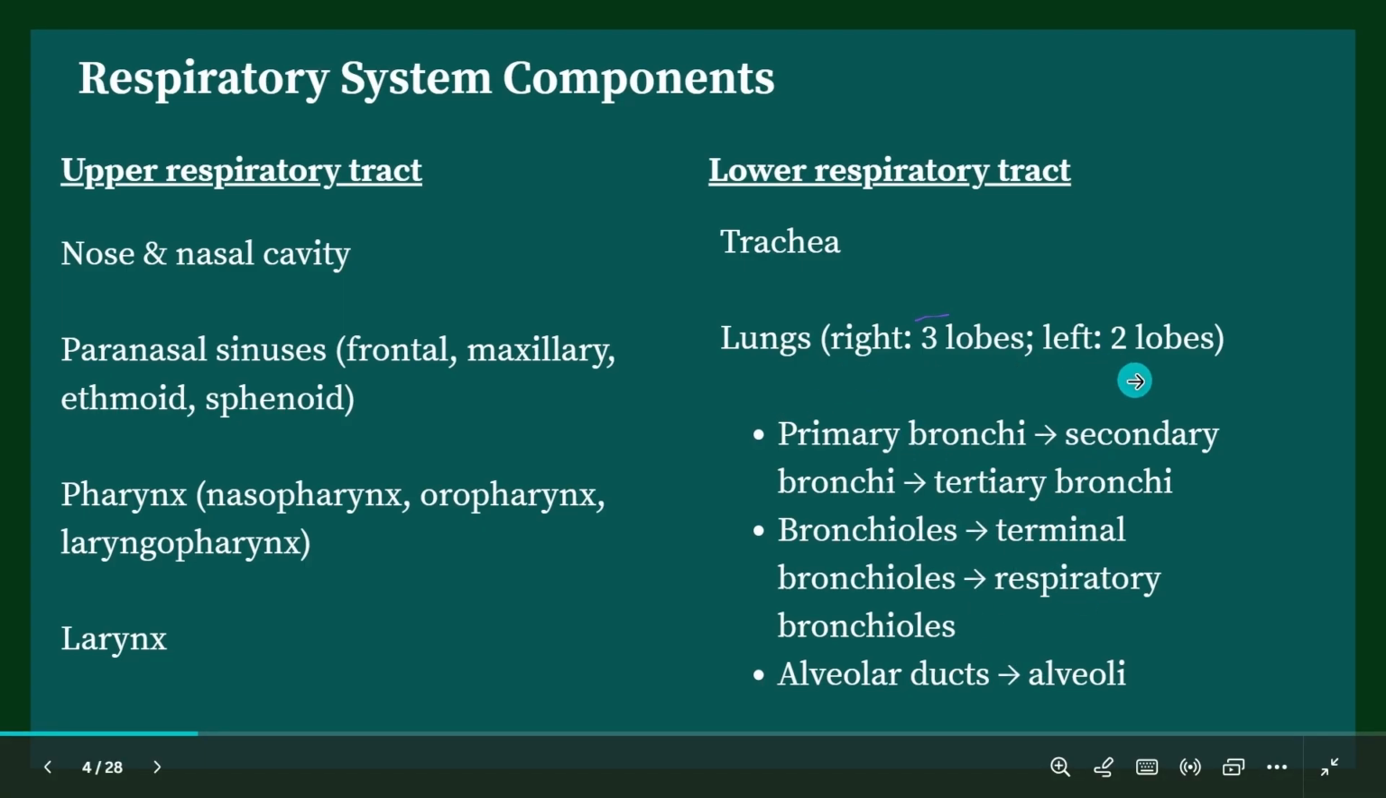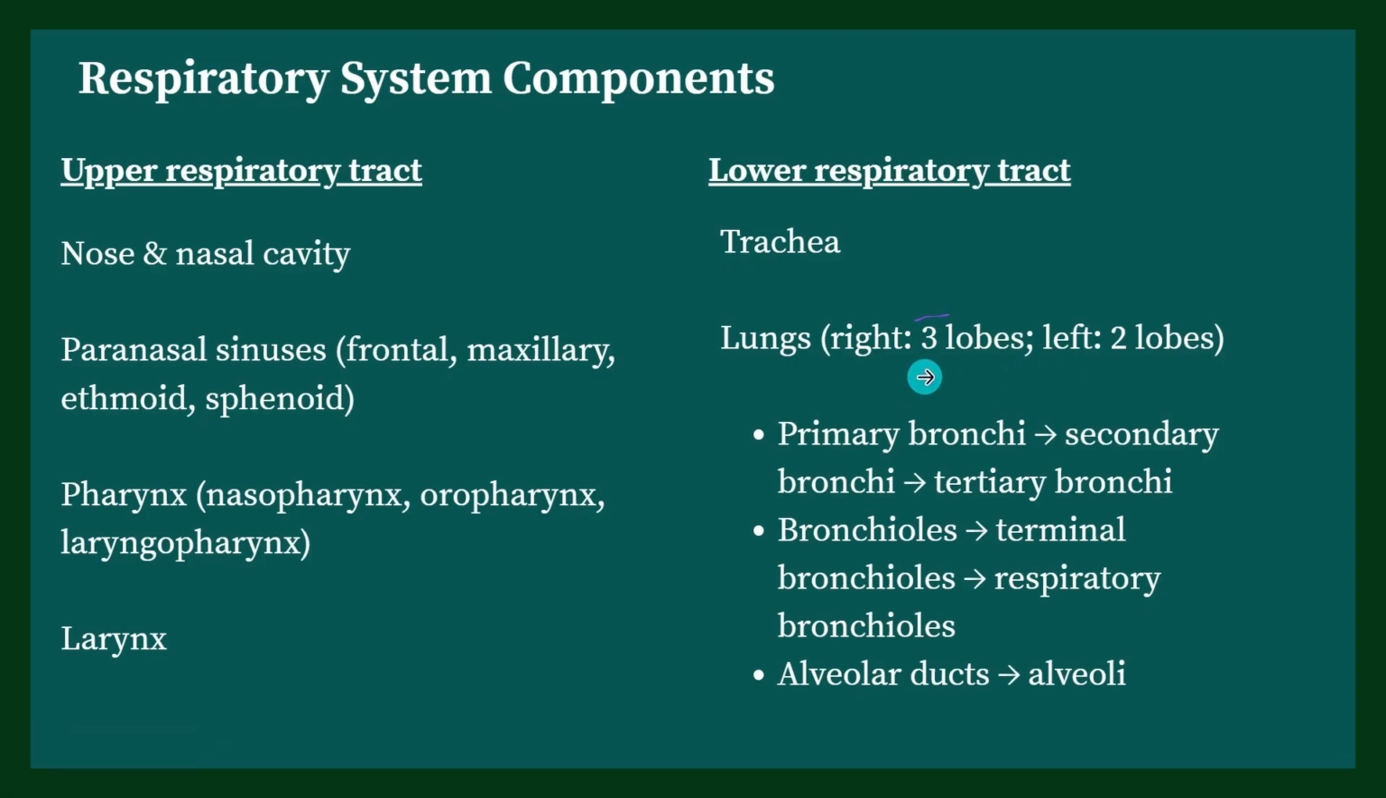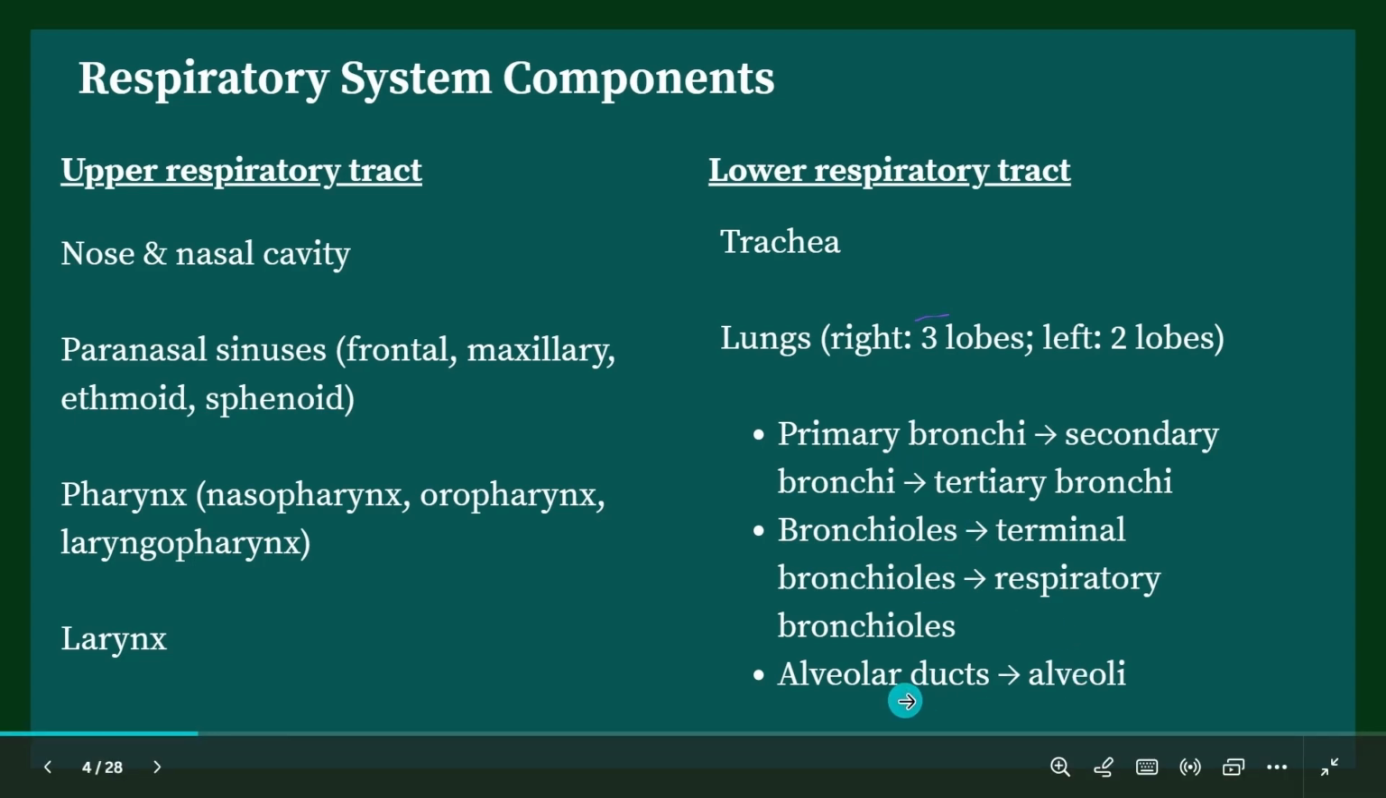But something that's important, and we're going to go over that also, is 3 lobes for the right side and 2 lobes for the left. That's important for the MBLEx. And then just knowing that it goes trachea, primary bronchi, secondary bronchi, tertiary bronchi, bronchioles, and then alveolar ducts to alveoli. So this list is a representation of going from most superior all the way down to the smallest portion of the breathing apparatus.